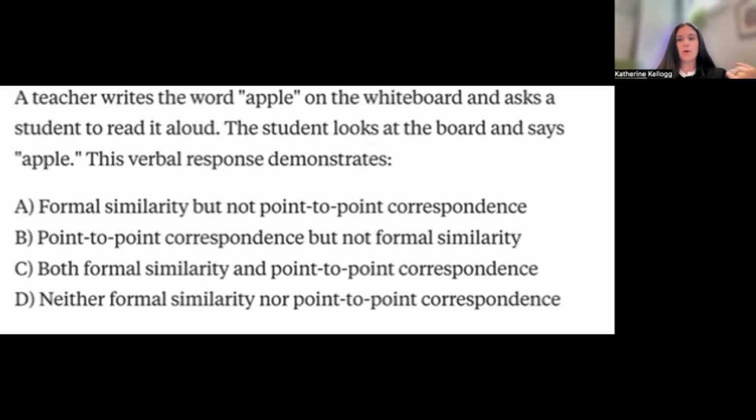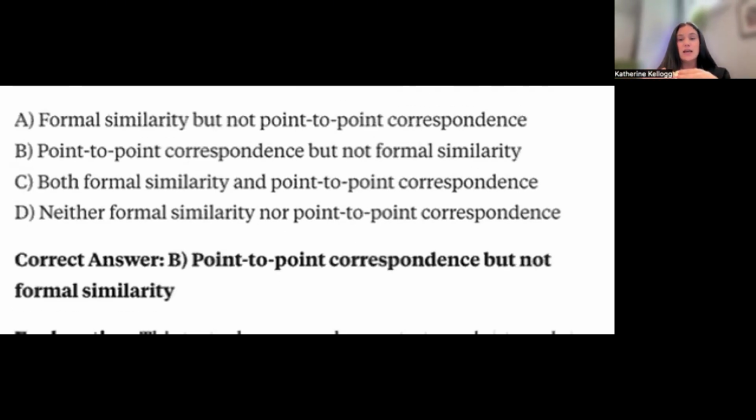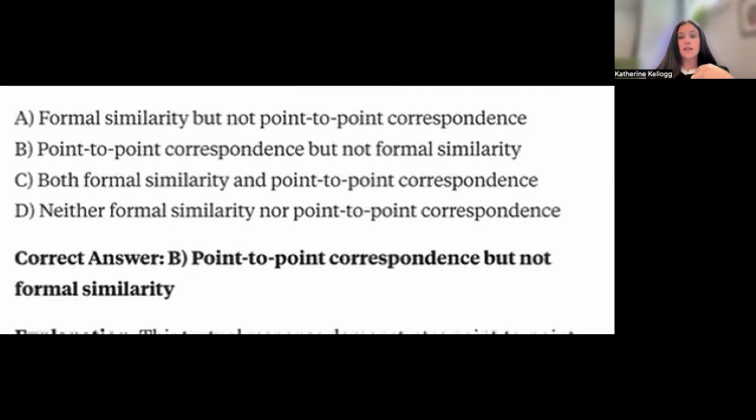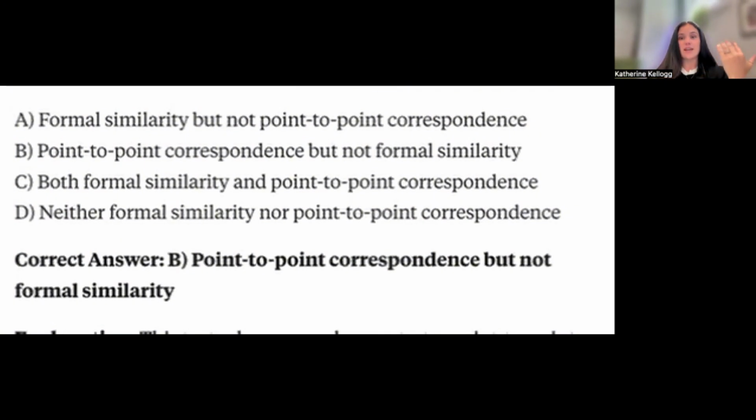Let's look at an example. A teacher writes the word apple on a whiteboard and asks a student to read it aloud. The student looks at the board and says apple. This verbal response demonstrates what? When we're dissecting this, it doesn't have the same form because one is vocal and one is written. We can take out formal. It is point-to-point correspondence because it means the exact same thing. And for extra, it is textual.